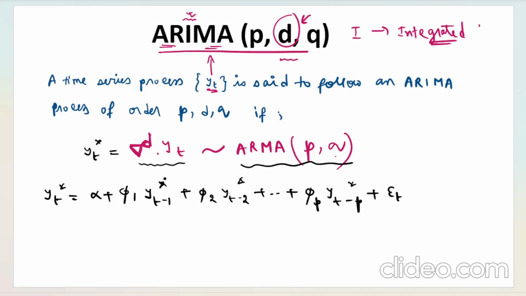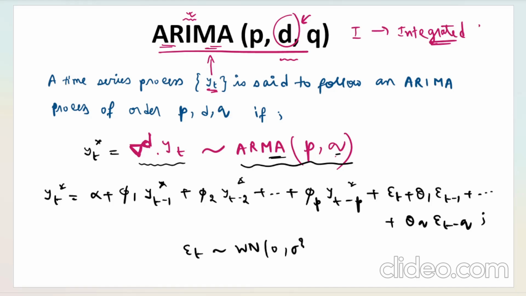And then you have MA is the same, MA q. There will be no change in MA q. So theta 1 epsilon t minus 1 up till theta q epsilon t minus q, where epsilon t follows white noise 0, sigma square, and these are all constants. I am not writing it again. You know by this time that alpha, phis and thetas, these are all constant terms, and epsilon t follows white noise 0, sigma square. So this is basically the definition of ARIMA process.